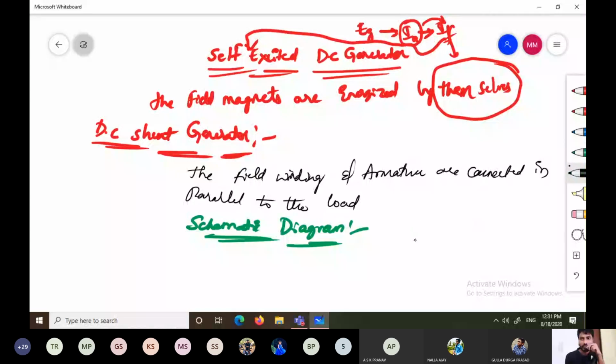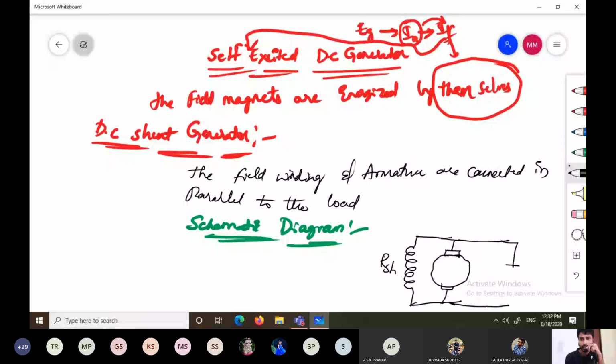Shunt means parallel connection. Remember, first you have to draw the field winding. The shunt field winding has a larger number of turns. Why? Because the resistance of the shunt field winding is high. Okay. So the armature. This is the way of representing the armature. I am drawing it like this. This is the armature, and it is connected in parallel to the load. This is the load.